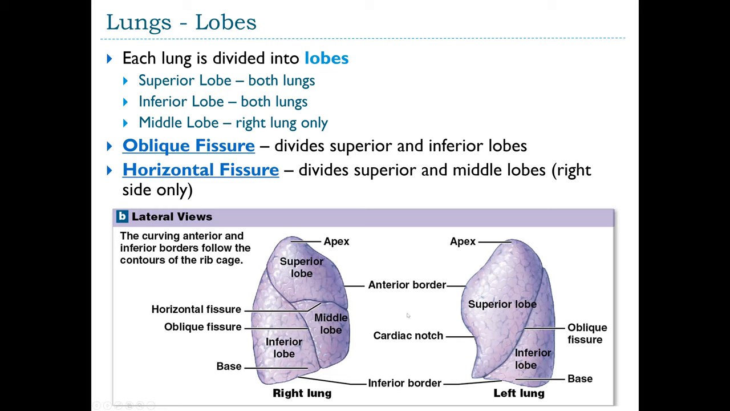Some other differences between the two lungs is that the right lung is wider or broader because the left lung has to have a place for the heart to fit, since the heart sits slightly left to the midline. The left lung, however, is longer because the right lung has to share space with the liver, and so it can't descend as far. And the left lung has a cardiac notch in it, which is where the heart sits, because again, the heart is slightly left to the midline.